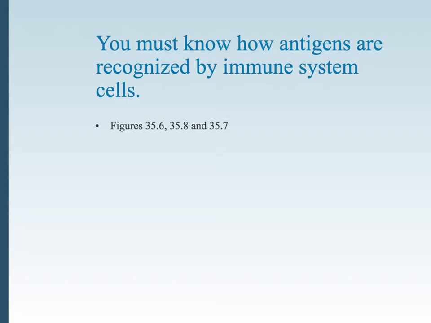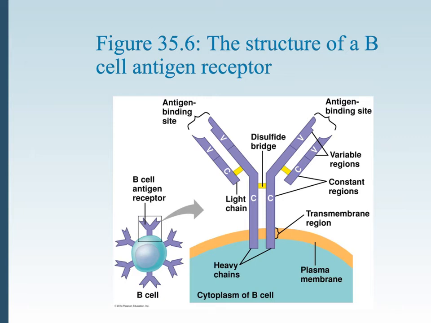You must know how antigens are recognized by immune system cells. So here we are, we're looking at a B cell antigen receptor. And so here's a B cell. We're going to remember that every B cell and T cell has millions of these receptors on the outside, but they're all exactly the same. And so each receptor looks for the exact same protein or marker for a pathogen.